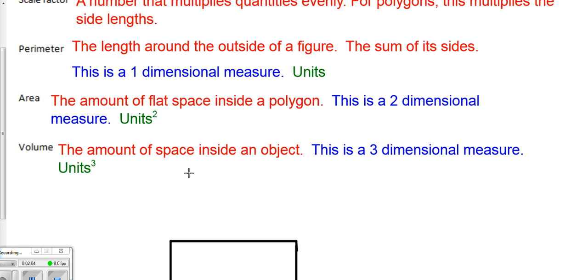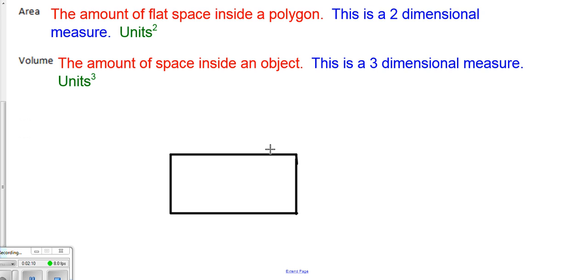Last one. Volume is the amount of space inside of an object. This is a 3-dimensional measure, so we use units cubed. So we've already done left and right. We've done up and down. Now we've got this kind of forward and backward look.